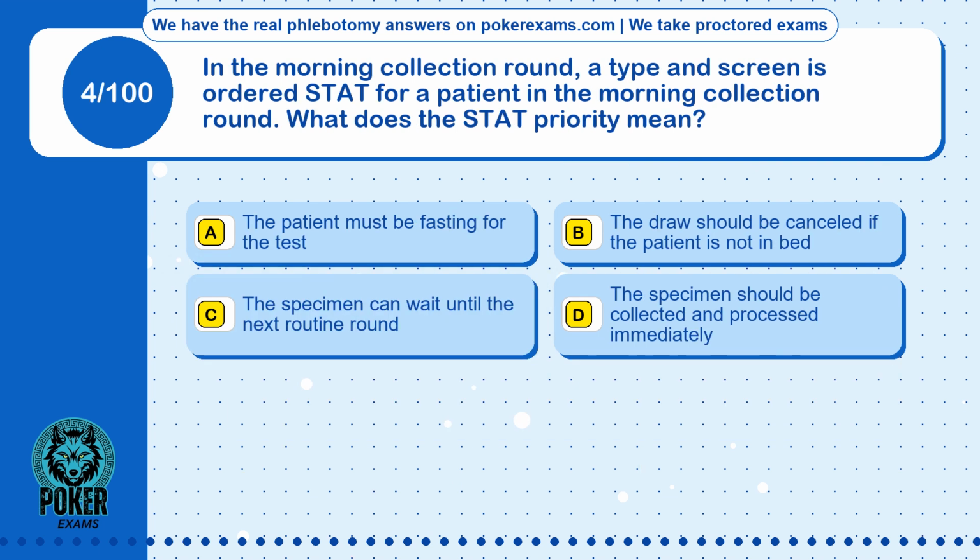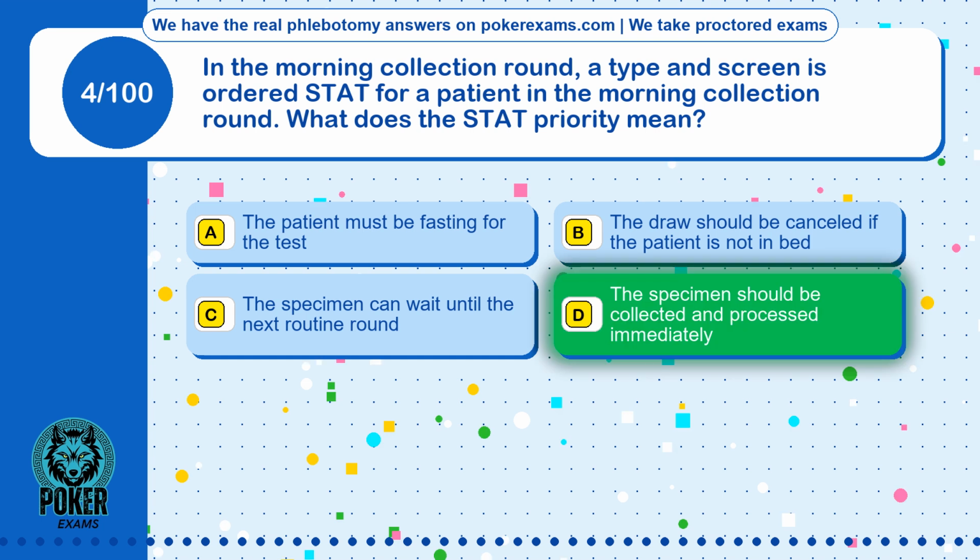Question 4. In the morning collection round, a type and screen is ordered stat for a patient. What does the stat priority mean? Option A. The patient must be fasting for the test. Option B. The draw should be cancelled if the patient is not in bed. Option C. The specimen can wait until the next routine round. Option D. The specimen should be collected and processed immediately.